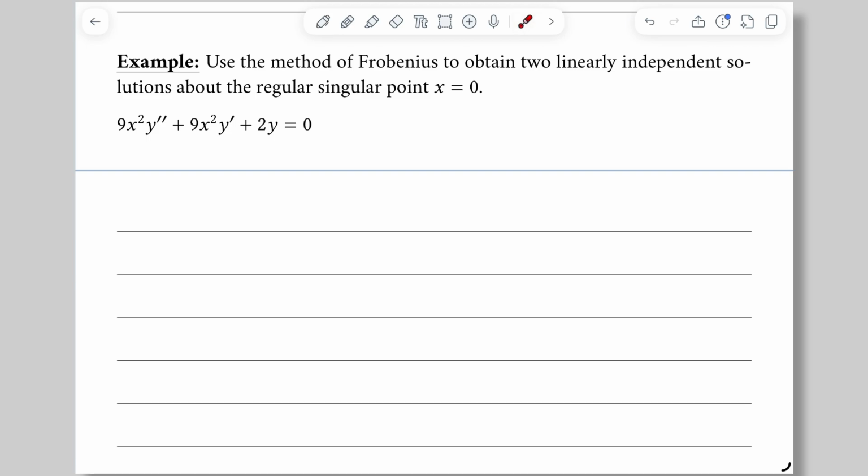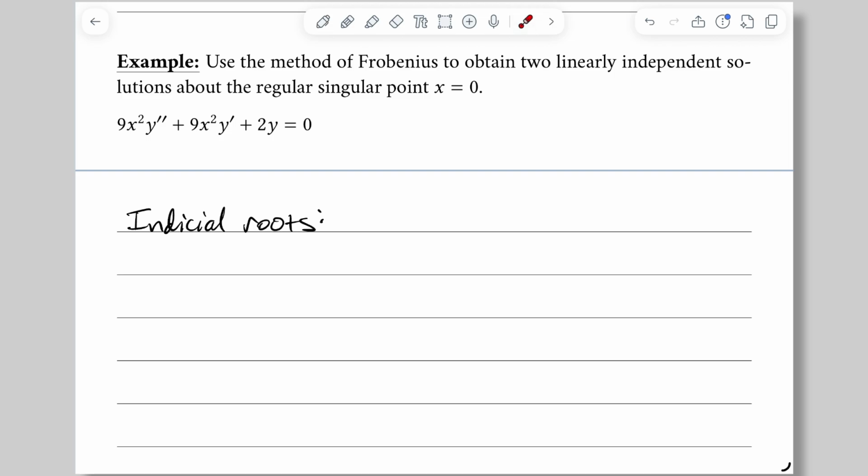In this example, our differential equation is 9x squared y double prime plus 9x squared y prime plus 2y is equal to 0. We can see that from the x squared y double prime term, x equals 0 is a singular point, and further, it is a regular singular point. I want to start by finding the indicial roots.